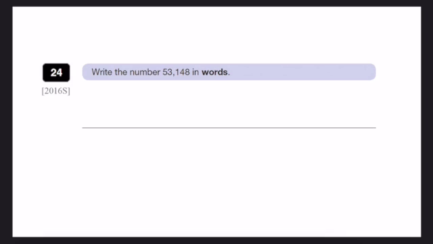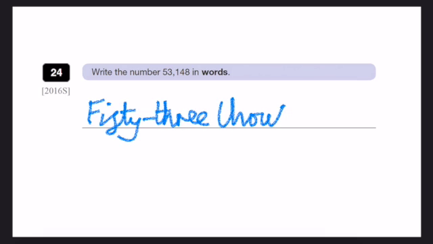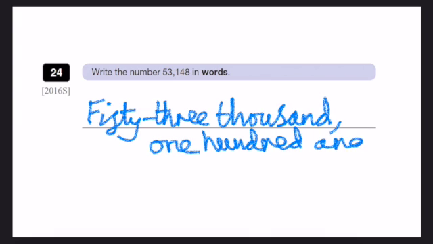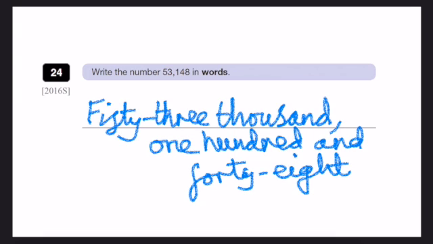Okay, number 24. Write the number 53,148 in words. Press pause while you do that. Okay, so it's going to be 53,000, comma, 140. Look how 40 is spelled, by the way, no U. And look, I've got a hyphen between 40 and 8 and a hyphen between 53. So let's just check. 53,148.